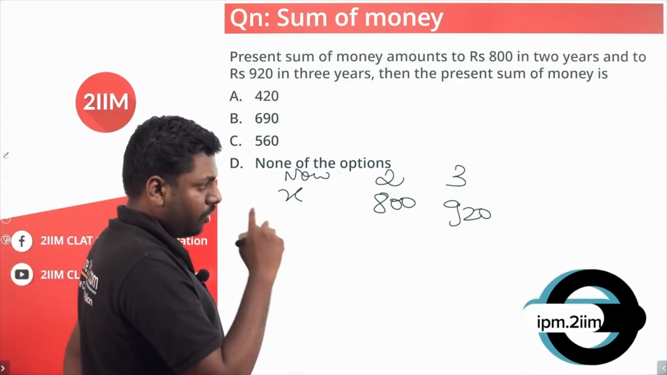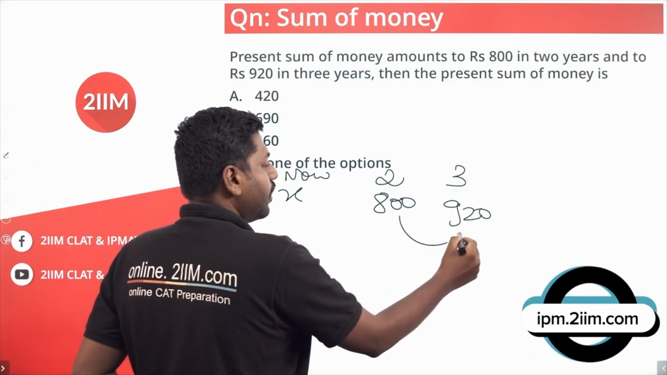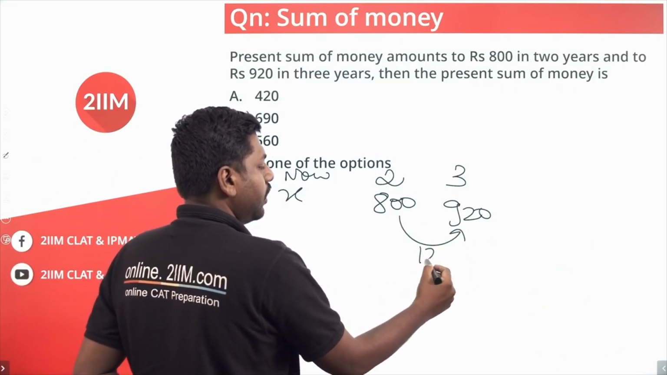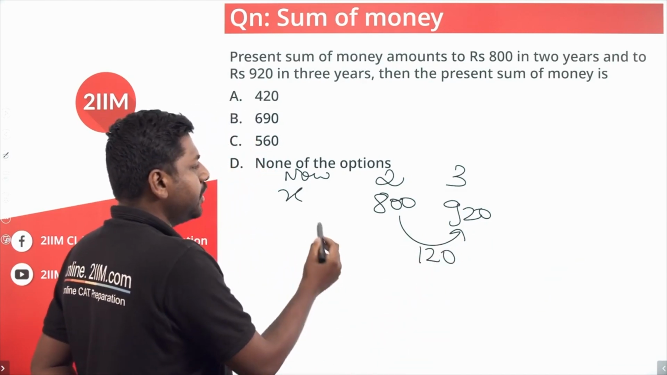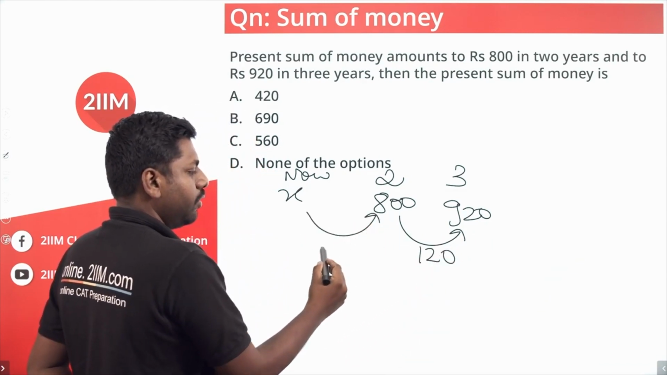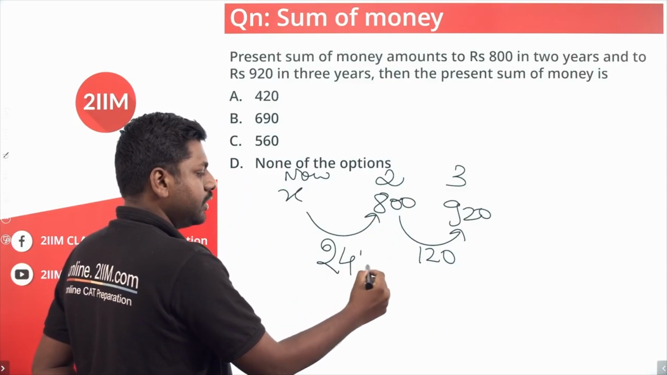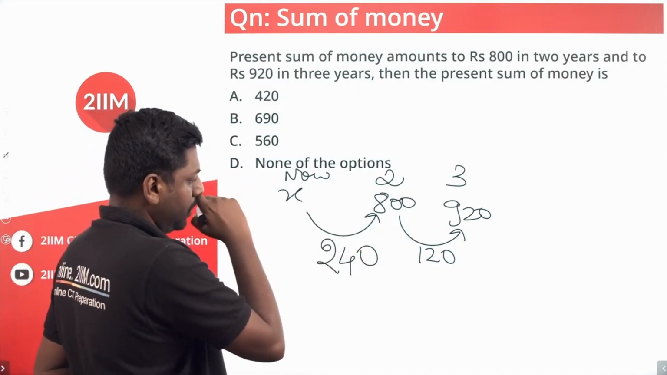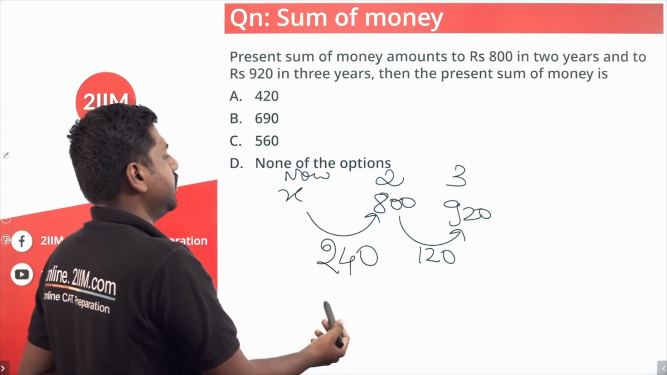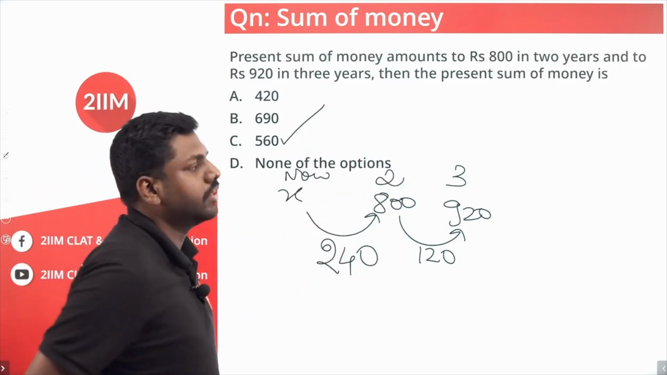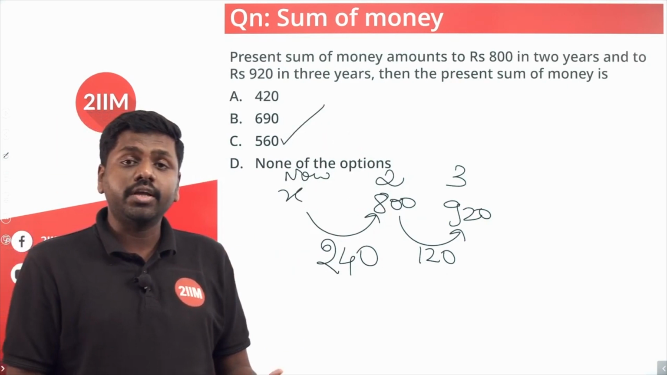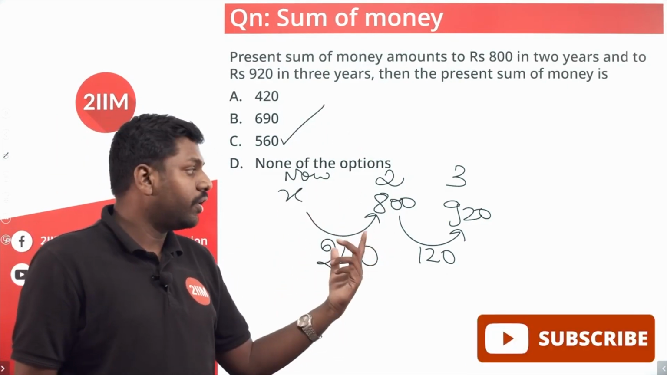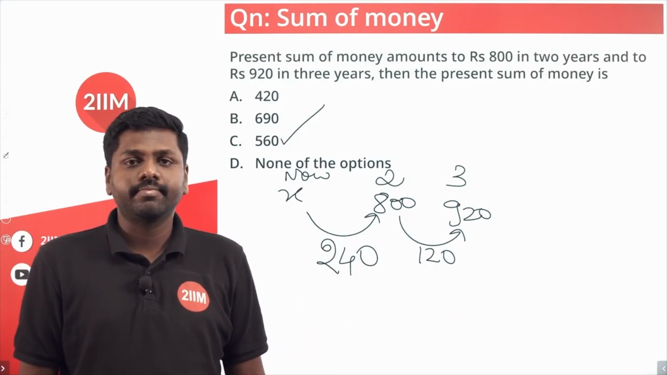Now, whatever interest is gained in this year is going to be 120, which means in 2 years' time, 240 was gained. So 800 minus 240 is 560, and 560 is your answer. The present sum of money is 560, in 2 years it becomes 800, and then in 1 more year it becomes 920.